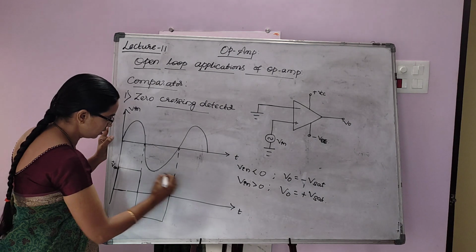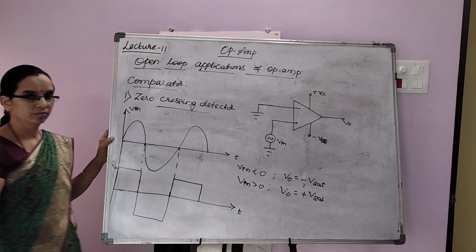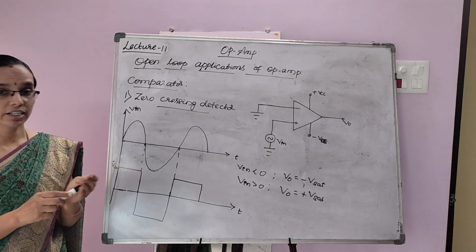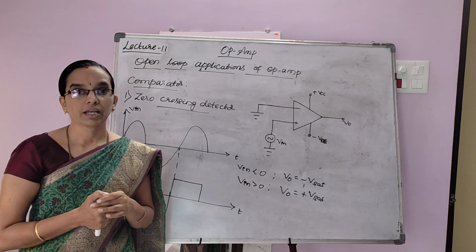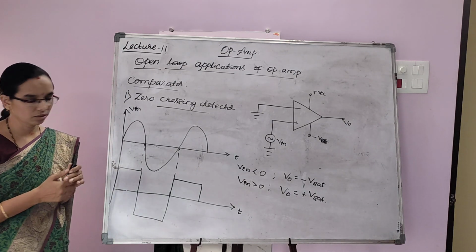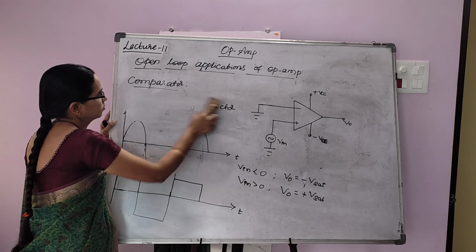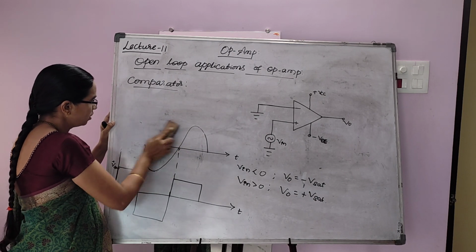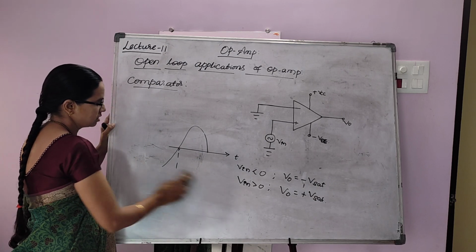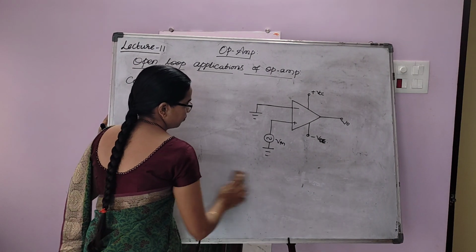So likewise you will get a square wave. So zero crossing detectors can be used in generating the square wave. It is used in some oscillator circuits. Okay. These will be asked for 2 marks, maximum 3 marks if you have to write the circuit also.